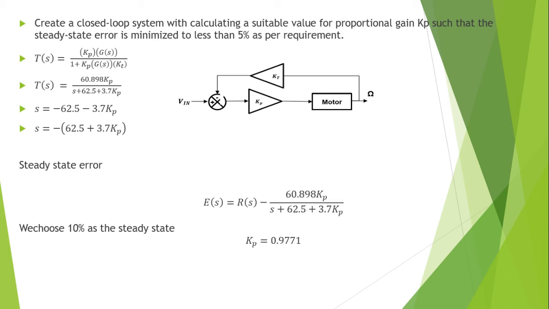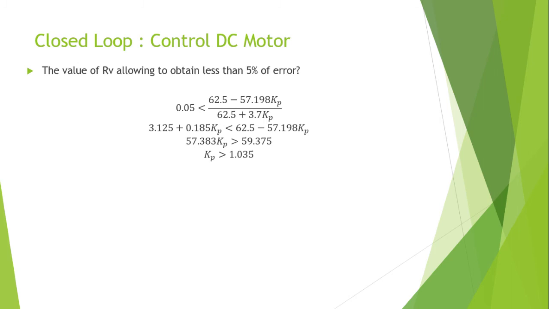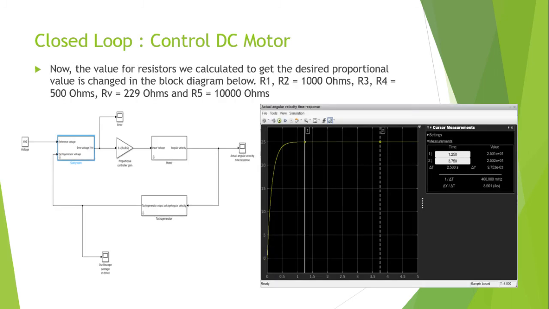And the value of the Kp that we obtain is 0.9771. Next, we find the value of Rv to have the correct gain Kp when the value of R5 is fixed at 10 kilo ohm. According to the formula given, we are able to find the value of Rv, which is equal to 229 ohm. Next, the block diagram is edited to the calculated value of resistor, and 492 volt of input voltage is set in order to get 25 radian per second for angular velocity.